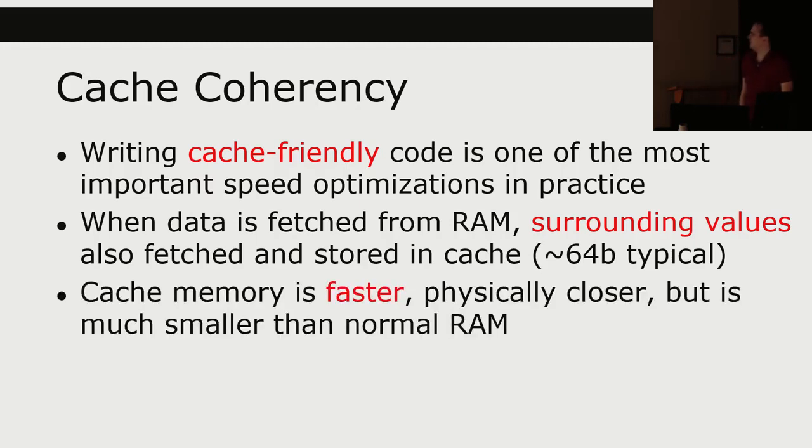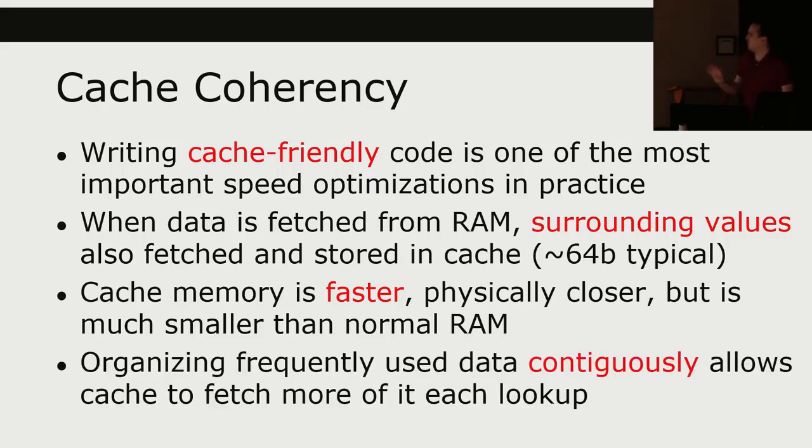So cache memory is much faster, it's physically closer, but is much smaller than normal RAM, right? So there's always trade-offs. So heap memory, very large, but very slow. Stack memory, very fast, but very small. In a similar way, they don't operate similarly, but in a similar way, cache memory is much faster. It's much more expensive. That's why your whole computer isn't just cache memory. And it's also physically closer, but very, very, very small. You can't just fit your whole game in cache.